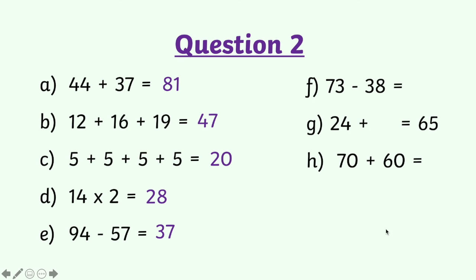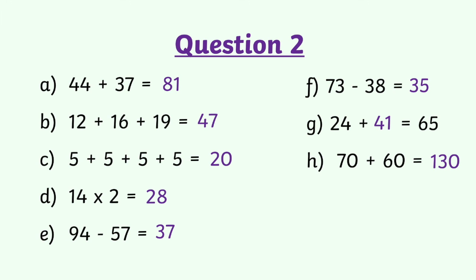Right, let's have a look at these over here. For part F, 73 take away 38 is 35. 24 adds something equals 65, and that something is 41. And 70 adds 60 was 130. Okay, well done on those. If there were any that you didn't get quite right, go back and check your answers. See if you can find where you went wrong and correct your answer.